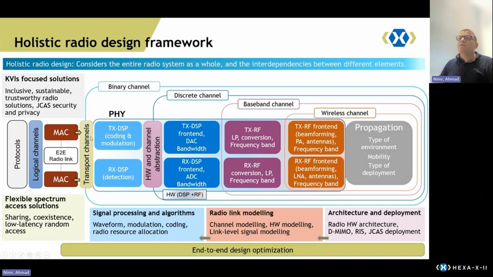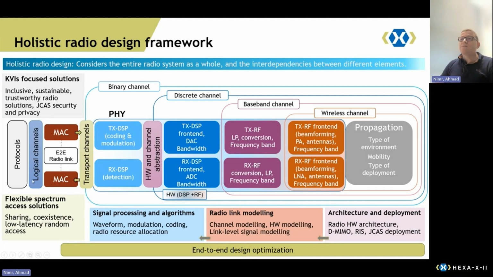And the PHY then offers the transport channels to the MAC, and at this point here, what we call the radio link. So the input from the MAC layer of the transmitter and the output to the MAC layer from the receiver. This is the end-to-end radio link. And so our work here covers different areas.